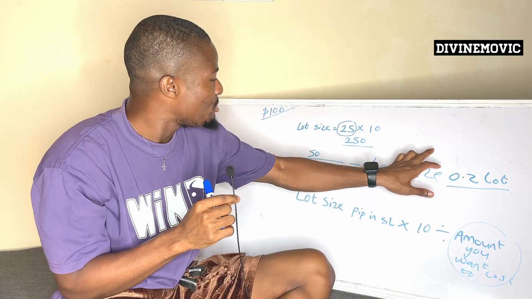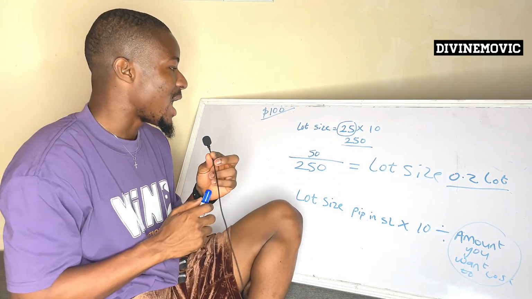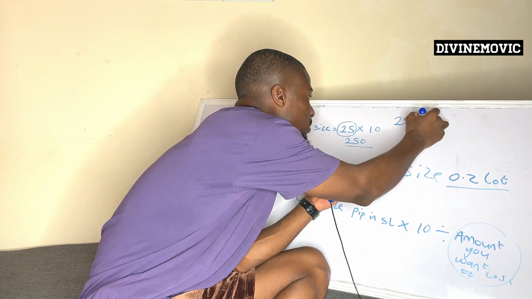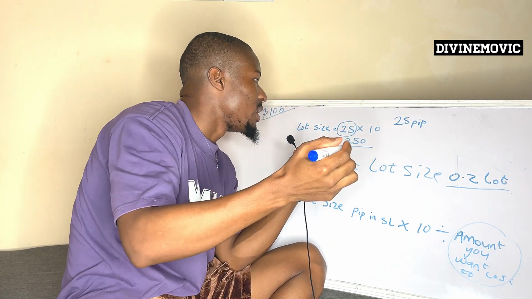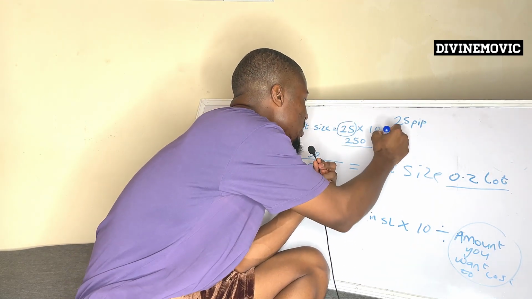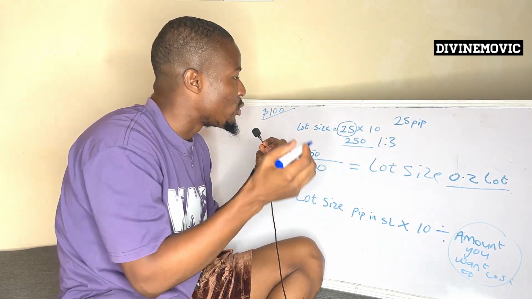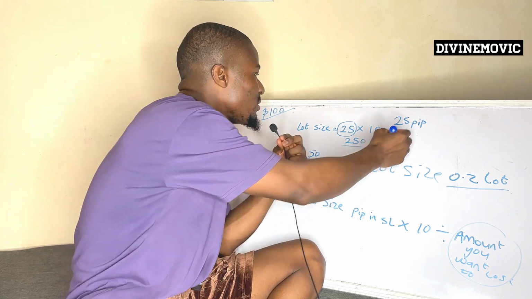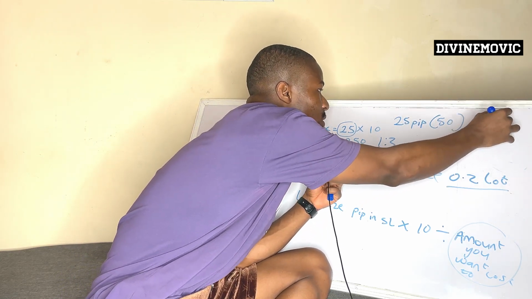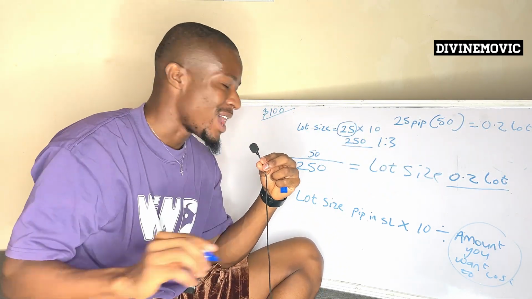That means if my stop loss is 25 pips, and let me say my risk reward is 1:3, the right lot size that I'm going to use that will enable me lose 50 bucks is simply 0.2 lot size. This is very simple mathematics for any account size.